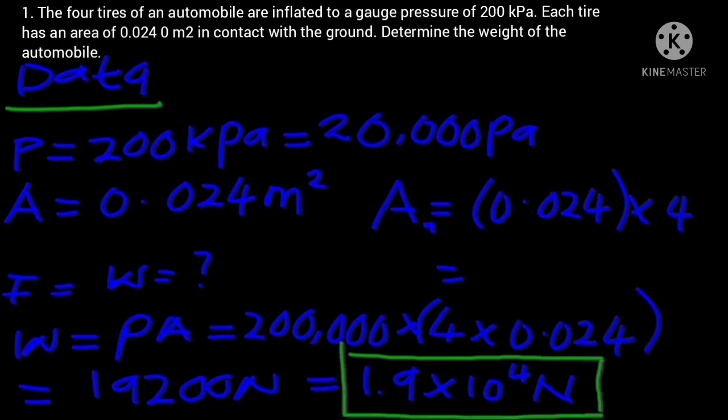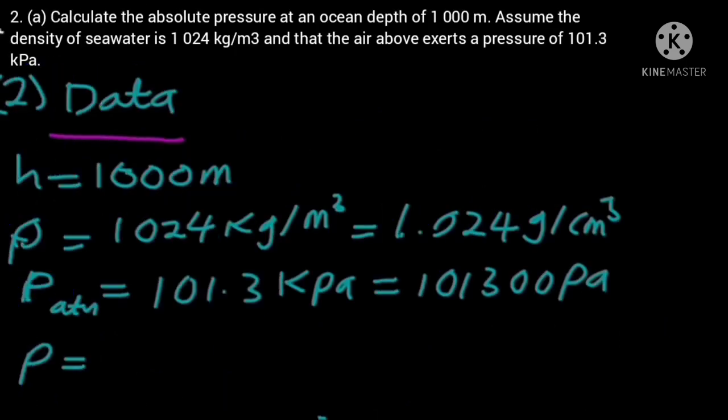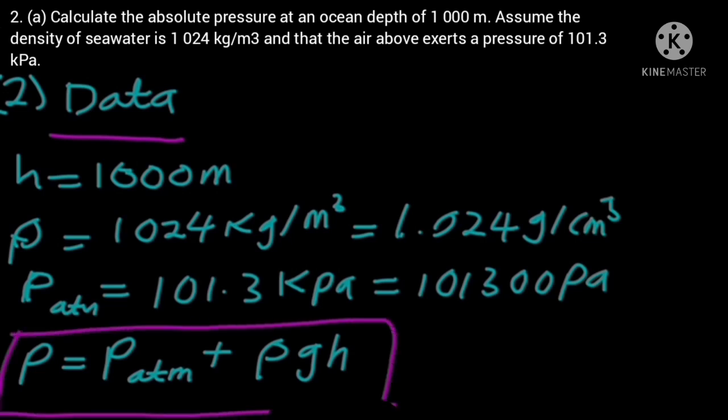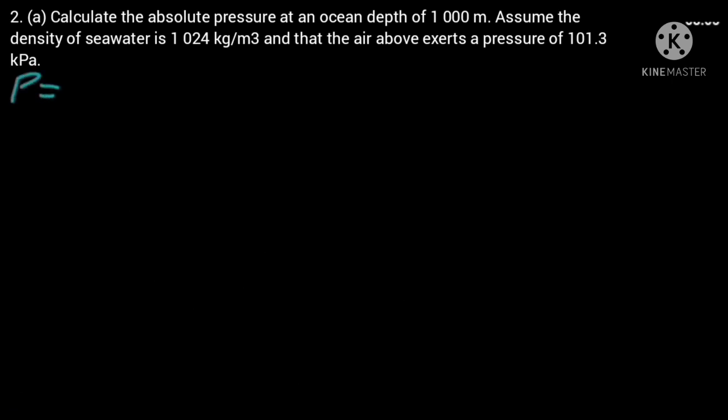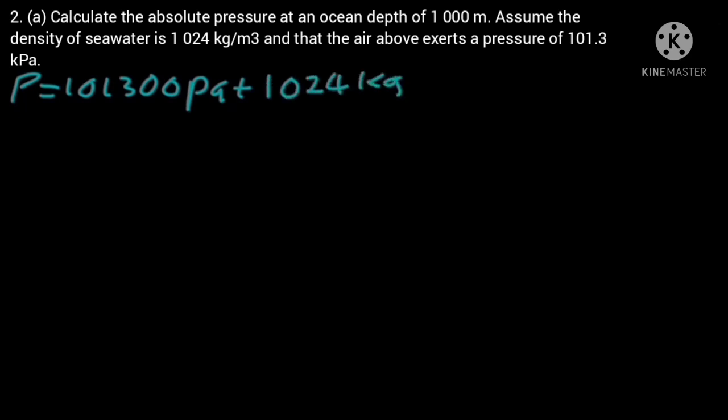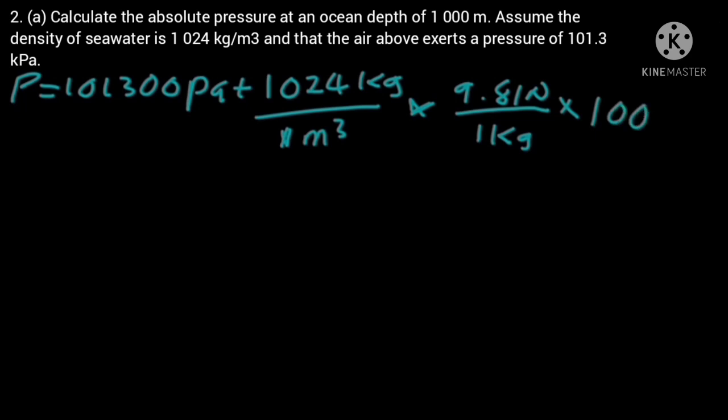That's our solution. In our second question, we've been told to find the absolute pressure. So absolute pressure is equal to atmospheric pressure plus density times gravitational force times height. So that's the formula for the absolute pressure. So pressure is equal to 1,001,300 pascals plus 1,024 kg over 1 meter cubed times 9.81 newtons over 1 kg times 1,000 meters. So that and that will cancel.